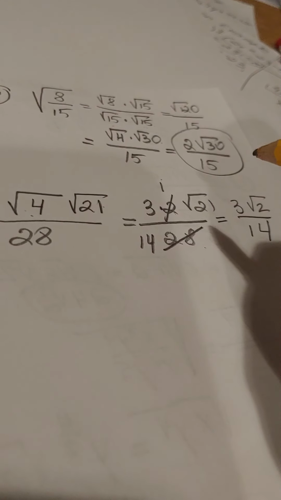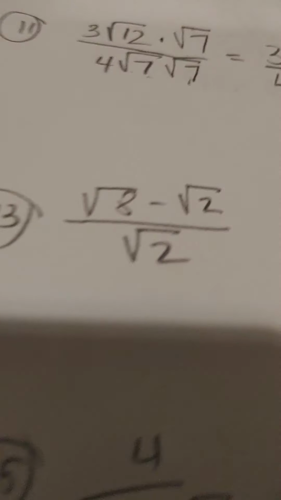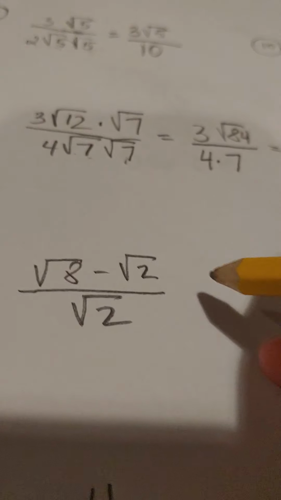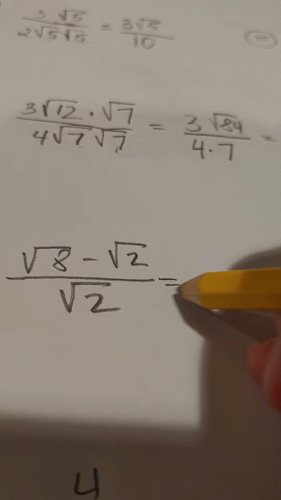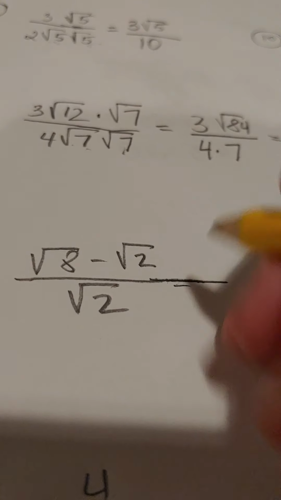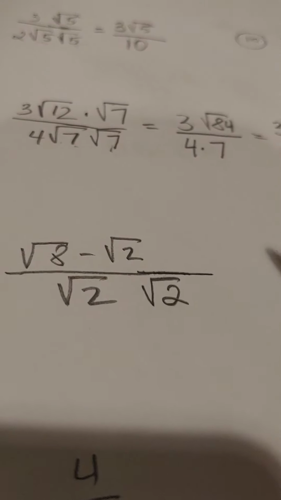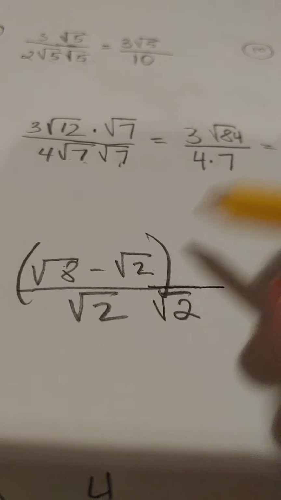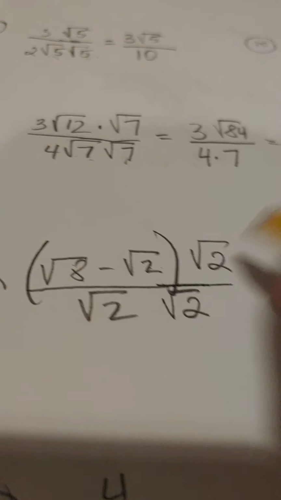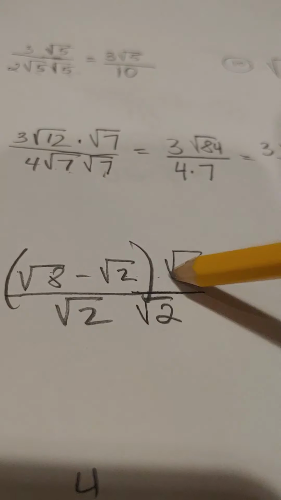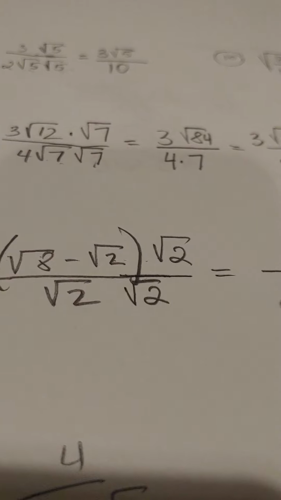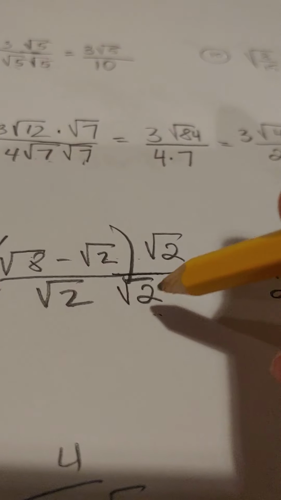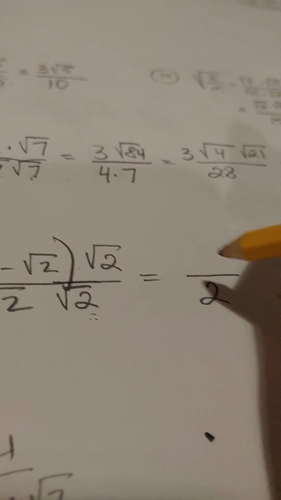All right, number 13. We see a square root on the bottom that we don't want. We multiply both top and the bottom by square root of 2. But we have to be really careful here. We're dealing with two terms right here. So we have to multiply both terms by square root of 2. Therefore, we're going to use the parentheses. So it's 2 on the bottom because square root of 2 times square root of 2 is 2. Square root of 4 is 2.